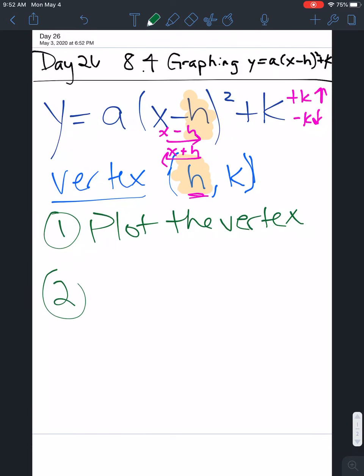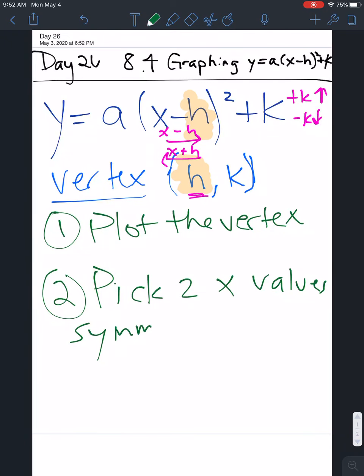Step 2 is probably the trickiest step, because you have to pick 2 x values. You can pick any 2 x values you want, but I would recommend one on either side of the h, meaning that they're symmetric about the axis of symmetry.